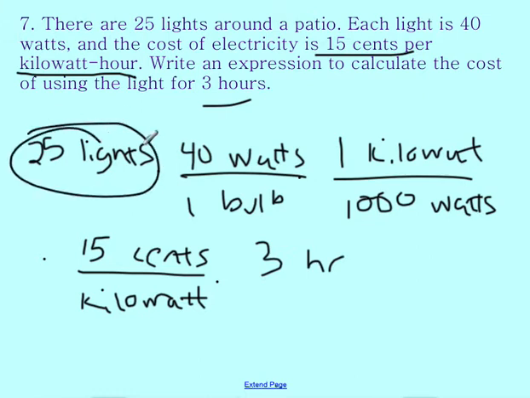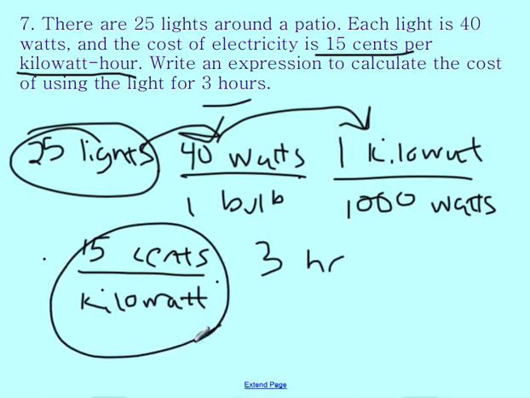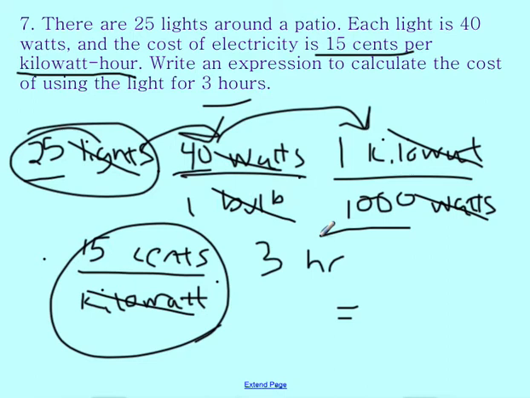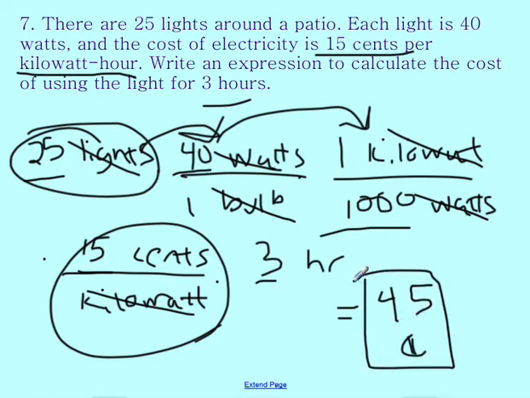We have 25 lights times 40 watts per each light bulb. Then there's 1,000 watts in 1 kilowatt. Well, it's going to cost us 15 cents. So if you cross off your labels, this should say per light bulb. So that cancels. That cancels. That cancels. And we end up getting how much it's going to cost us. So when you multiply 25 times 40 divided by 1,000 times 15 cents times 3 hours, you end up getting 45 cents. So that's how much it's going to cost you to operate the bulbs for 3 hours.